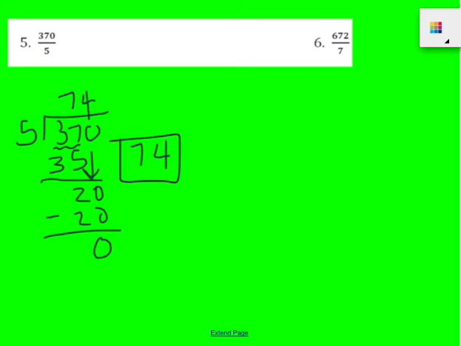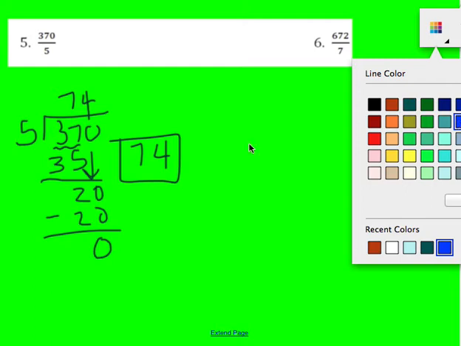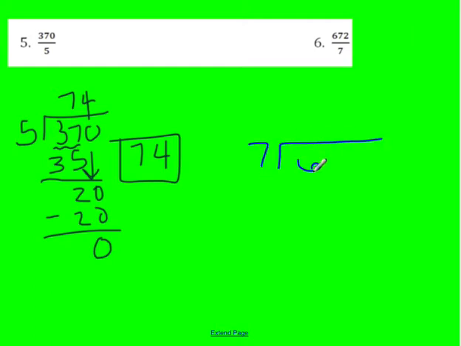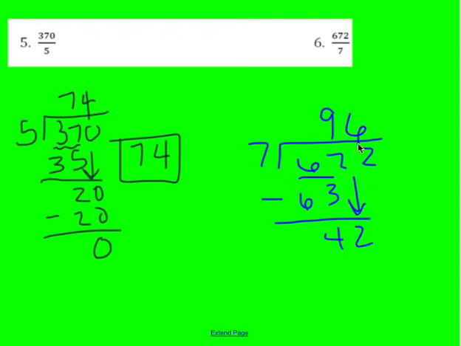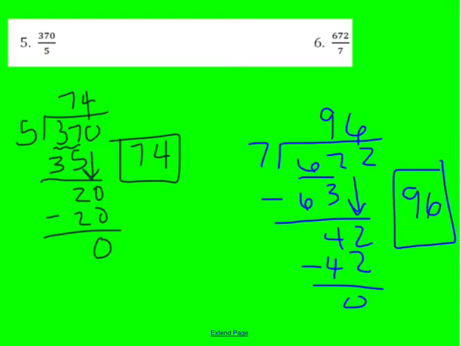Now let's take a look at number 6. So for number 6, we're dividing by 7 now. 672 divided by 7. How many times does 7 go into 6? It doesn't. So now we need to look at 67. And how many times does 7 go into 67? Well, we could divide and get the whole number, and what you end up getting is 9. So 7 times 9 is 63. Subtract that off, and you end up with 4, and then you're going to bring down the 2. How many times does 7 go into 42? Well, that's going to be 6. 7 times 6 is 42. Subtract that off, and you get 0. So your final answer then is 96.